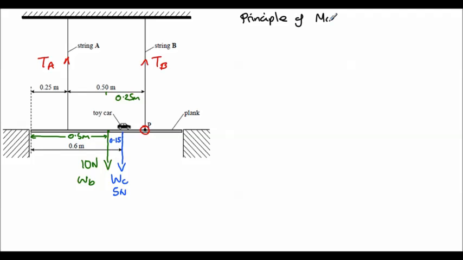Principle of moments, not momentum, moments. The principle of moments is that the sum of all the anti-clockwise moments added together will be equal to all of the clockwise moments added together. So anti-clockwise moments added together will be equal to clockwise moments. Now, quick look at this.